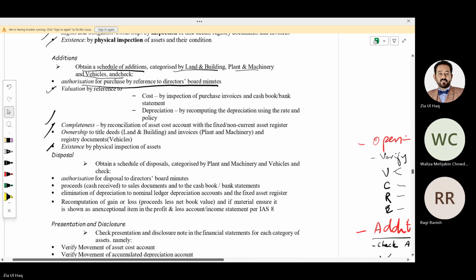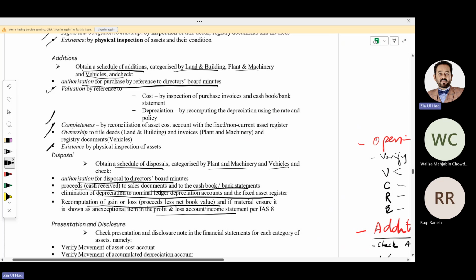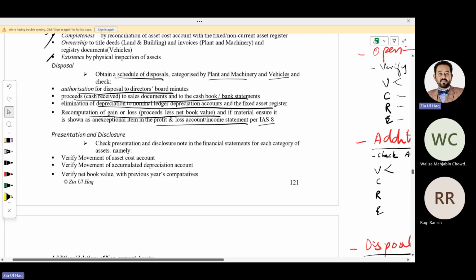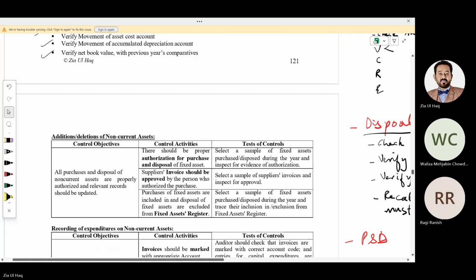And for disposals, obtain a schedule of disposals, categorized by plant and machinery, motor vehicle, and compare with the cost account. Check authorization from board minutes, and then cash proceeds from the cash book and bank statement. Check elimination of depreciation from the accumulated depreciation account, and recomputation of gain or loss, and ensure if it is significant it should be disclosed separately per IAS. And for presentation and disclosure, check the movement in cost account, accumulated depreciation account, and net book value. Can you understand this?